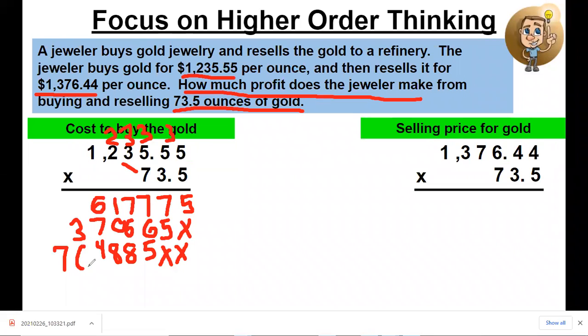16, carry the 1. 7 times 1 is 7 plus 1, so that's going to be an 8. So it's good that I checked. I felt like I was doing something wrong there. And then we're going to add it all up. We're going to get a 5. We're going to get a 12.